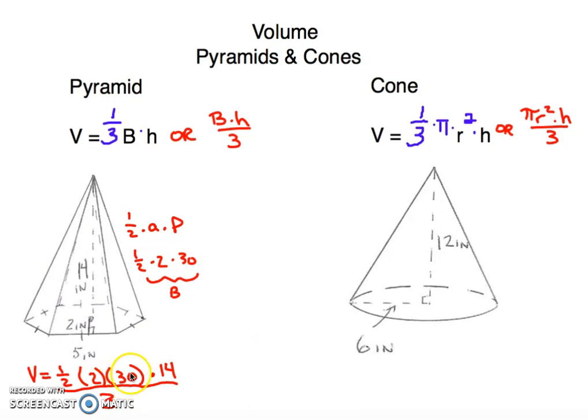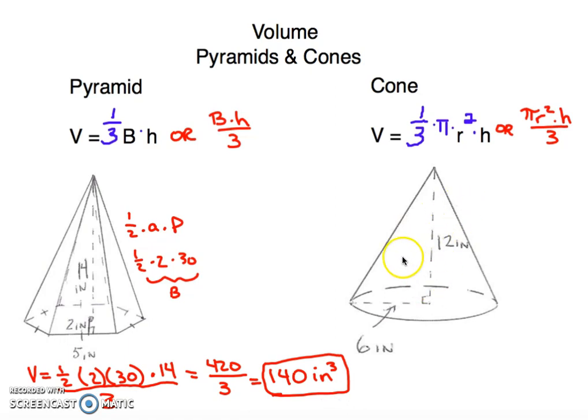So 1/2 of 30 is 15, times 2 is 30, times 14 equals 420, divided by 3. So that's going to give us 140. And remember, we want cubic units, so 140 inches cubed.